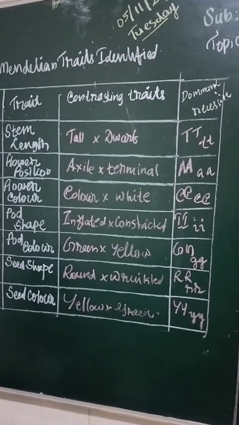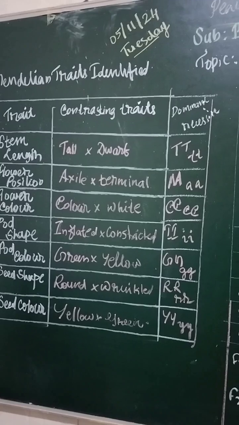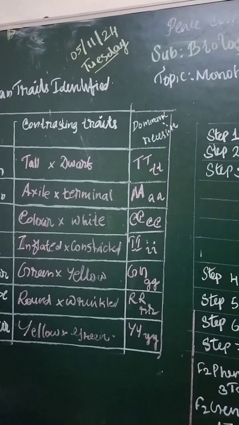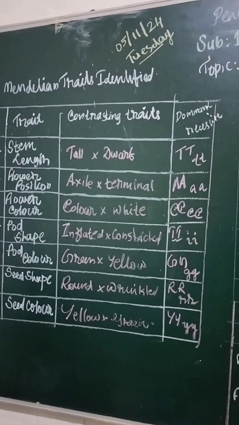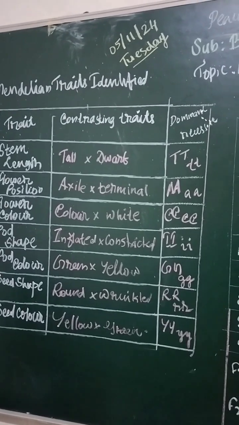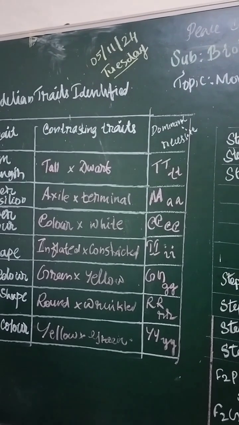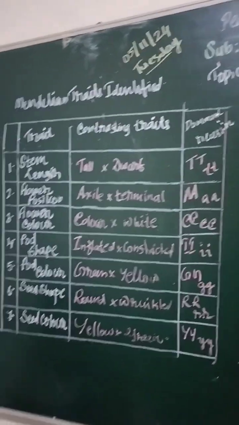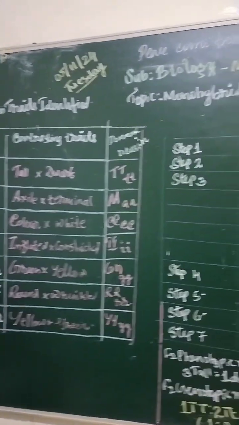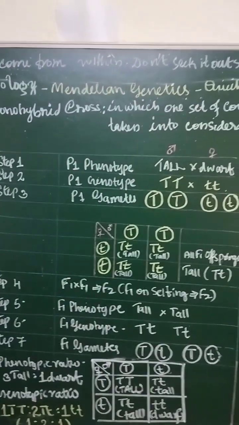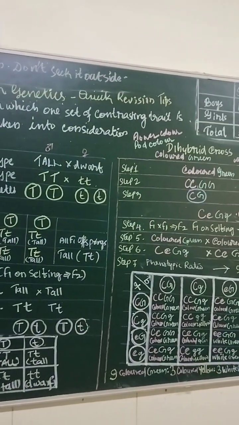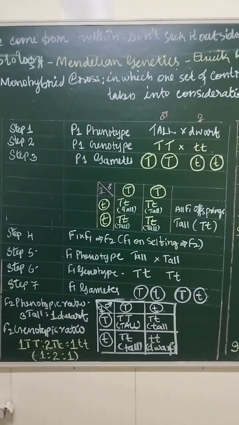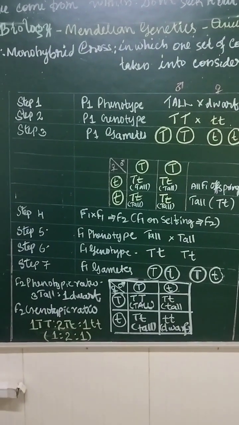of stem length, tall and dwarf; flower position, axile and terminal; flower color, colored versus white; pod shape, inflated versus constricted; pod color, green versus yellow; seed shape, round versus wrinkled; and seed color, yellow versus green. He made the monohybrid cross, in which one set of contrasting traits is taken into consideration. The steps for making the cross are described here.